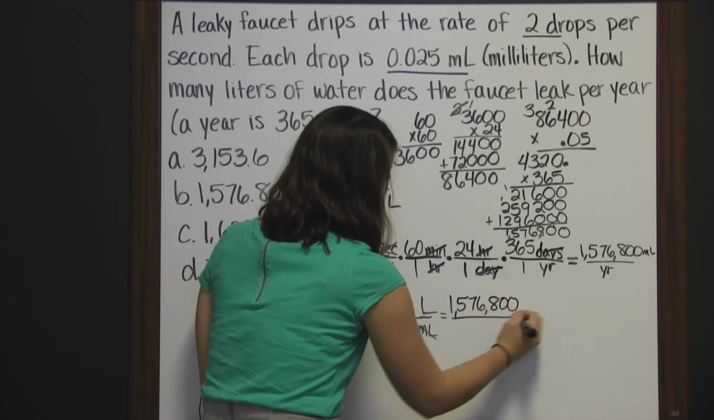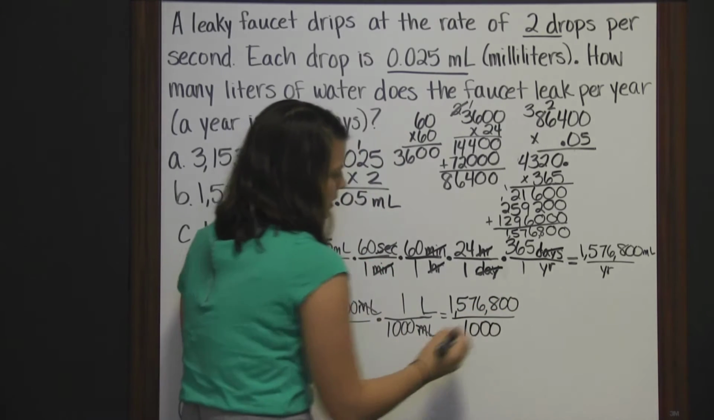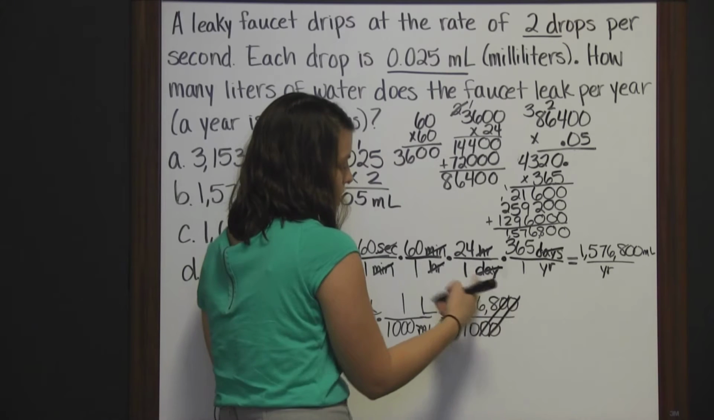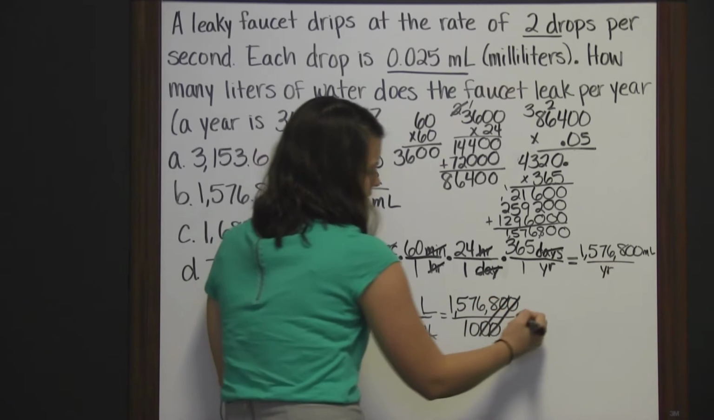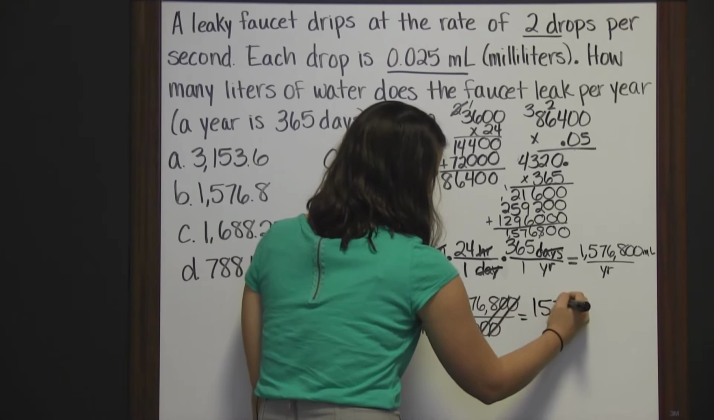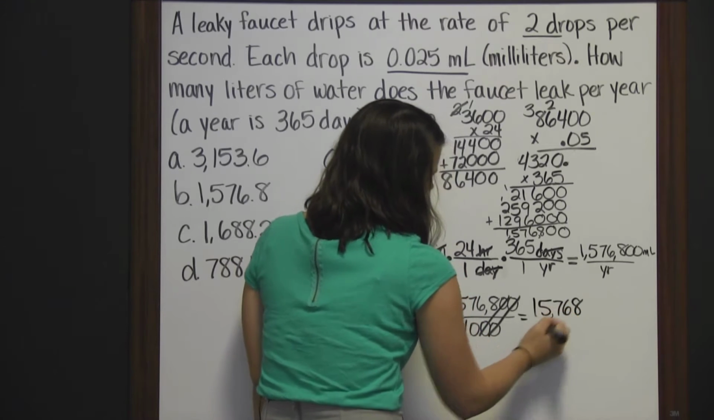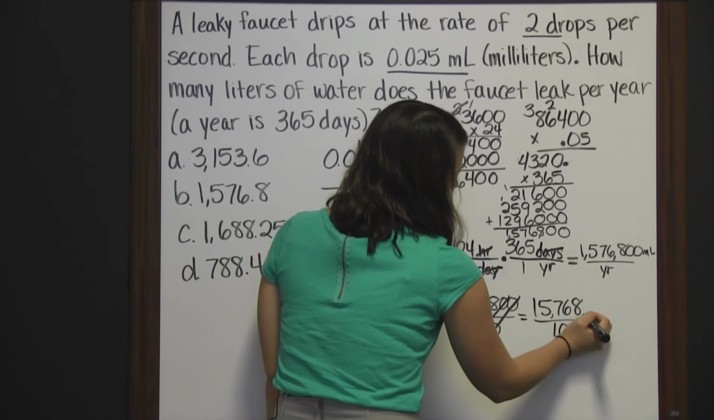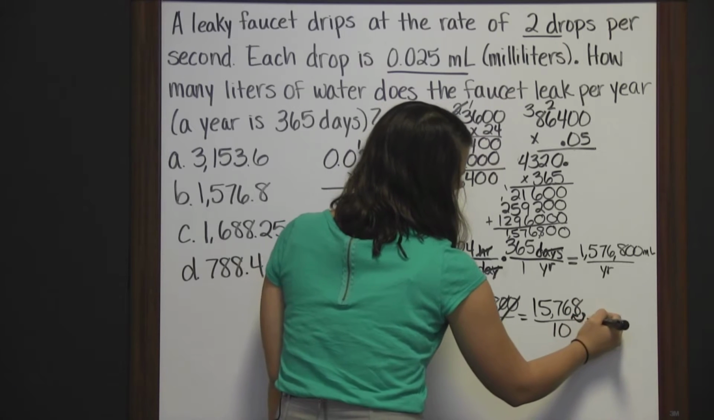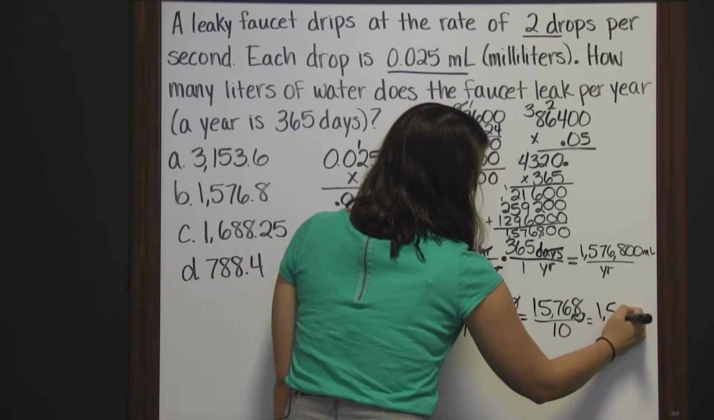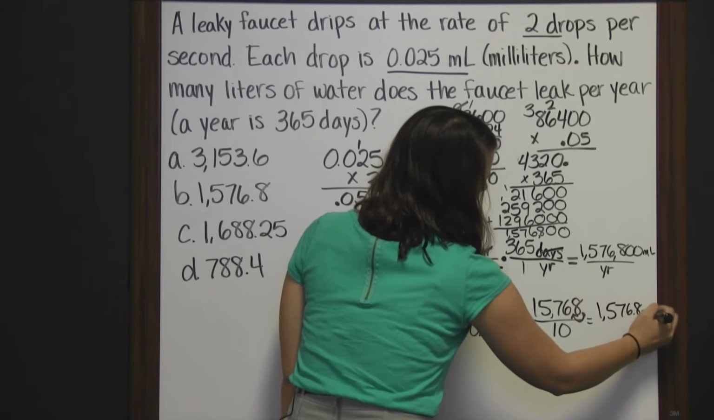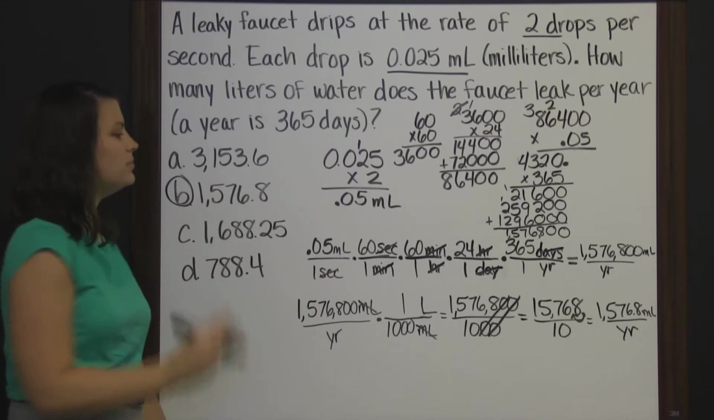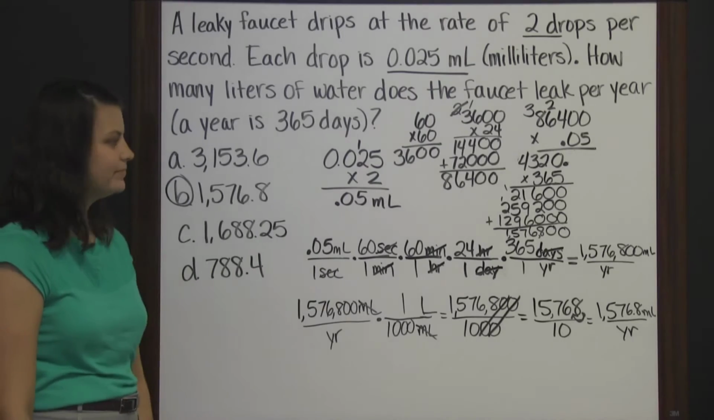1,576,800 divided by 1,000. So we can cancel these 2 zeros, and then dividing by 10 means that our decimal moves in one place. So after we cancel our zeros we have 15,768 divided by 10. And when we divide by 10, that just means to take your decimal and move it one place to the left. So that's 1,576 and 8/10 milliliters per year, which is answer choice B. So a lot of converting on this one.